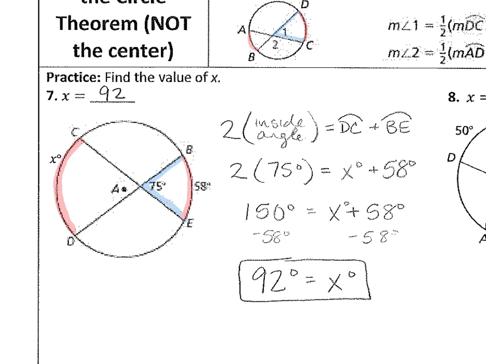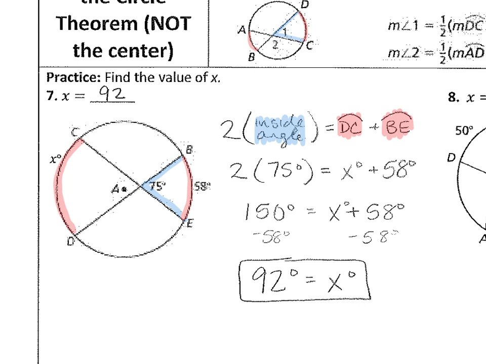So what I say is if I double that inside angle, which is my blue 75, it should be equal to both arcs DC and BE added together. So I take all the numbers from the image that I have and the variables and I put them together. The inside angle is 75. This arc is x. This arc is 58. At this point, once you double 75, I used inverse operations here, but this is a box method question. As long as you solve it for x appropriately, which I did by subtracting 58 from both sides, you get that x is equal to 92.